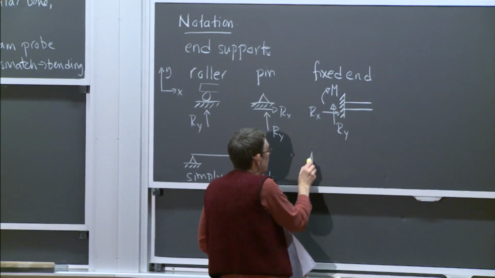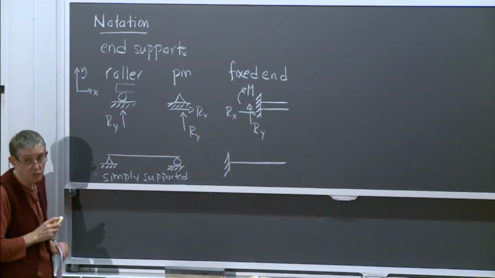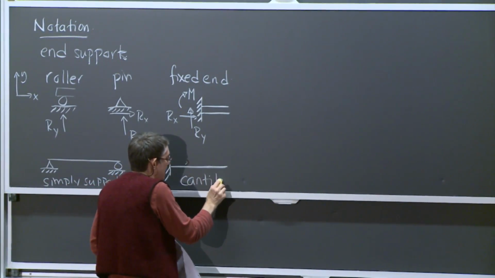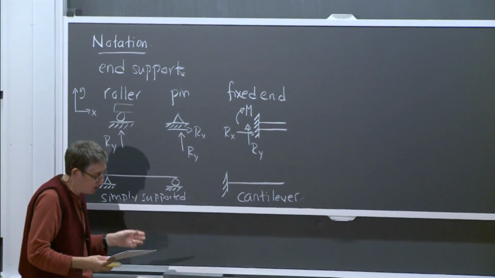And another type of beam is called a cantilever. A cantilever just means it's fixed at one end and free at the other end. Okay, so those are just some notation things.